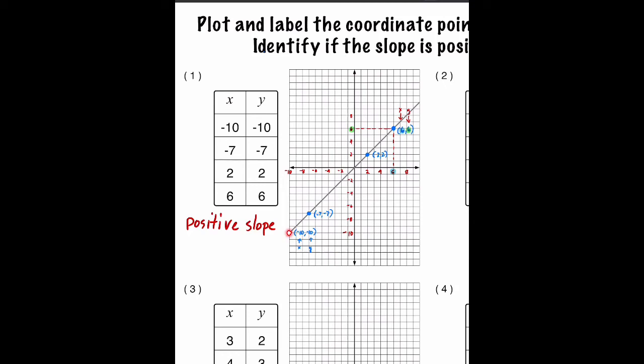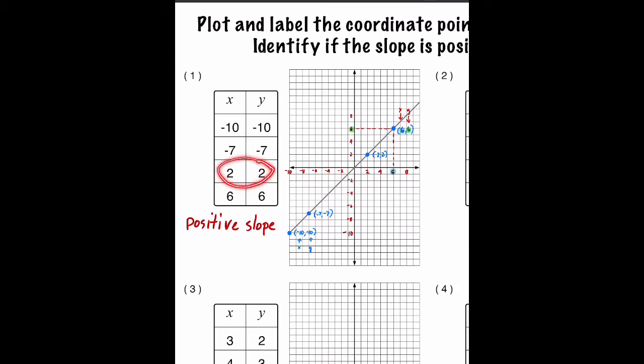So this point I labeled 10, negative 10. Always remember, x is first, y is second, okay? The next one is negative 7, negative 7. So negative 7 is over here, negative 7 is over here. If I just extend the line, it would meet at this point. That's why this point is called negative 7, negative 7.